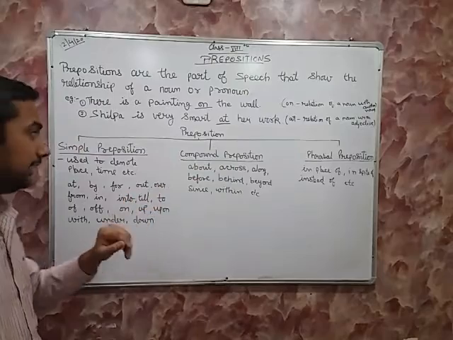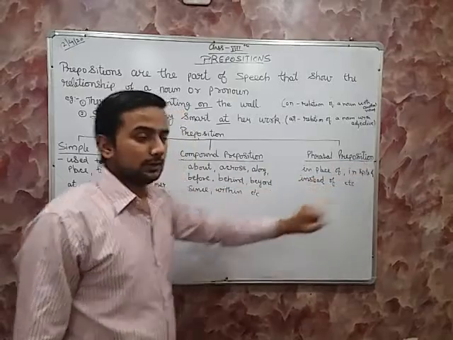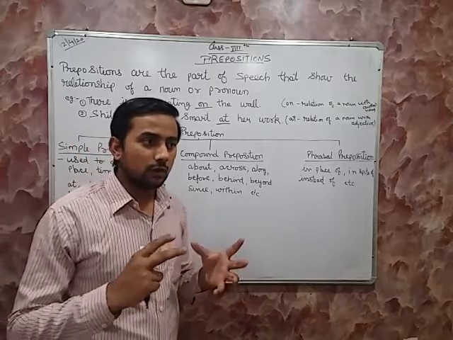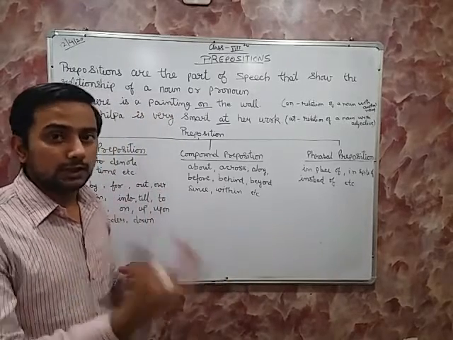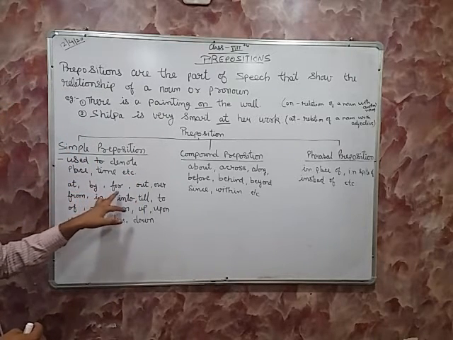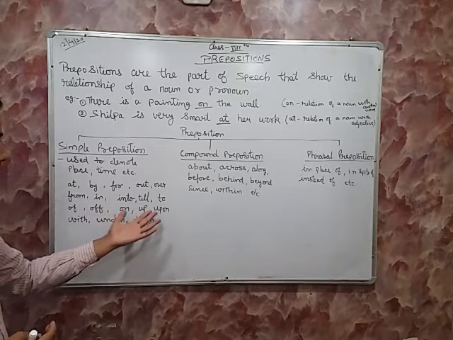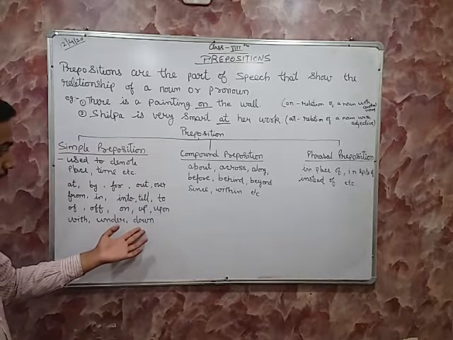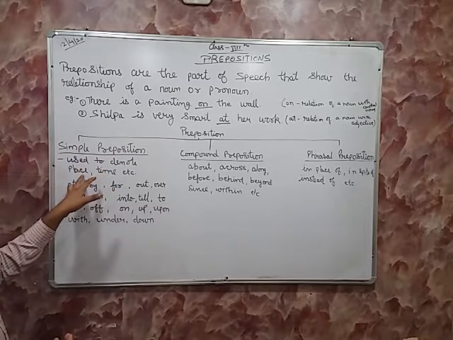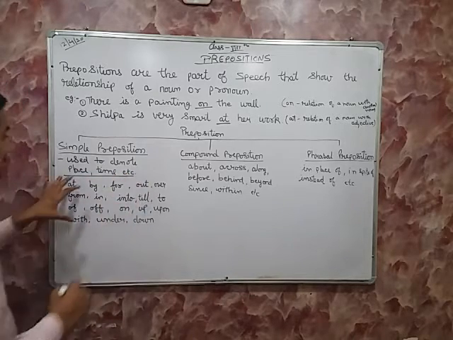Now prepositions are of three types: simple prepositions, compound prepositions, and phrasal prepositions. What are simple prepositions? Simple prepositions are those which are not formed by using another word, but are made by a single word only, like at, by, for, into, from, of, on, up, upon, under, down, to, over, etc. These simple prepositions are used to denote a place, time, etc.